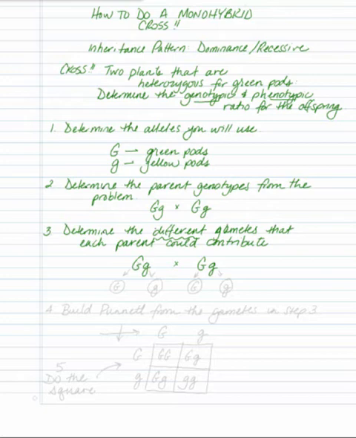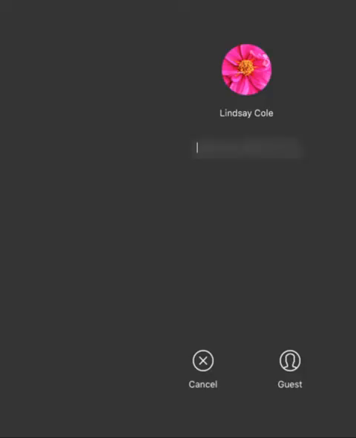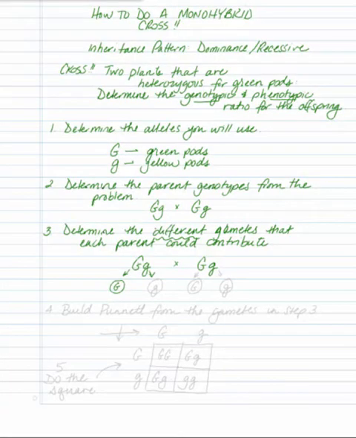Now remember that each of these letters is found on a homologous pair of chromosomes, and in meiosis, that pair is going to separate. So when that pair separates, you'll find a gamete with a big G in it, and another gamete with a little g. For the other parent, the same thing applies. When that pair separates in meiosis, you get a gamete with a big G and a gamete with a little g. From this, you will take these pieces to build your square, which leads us into step 4.